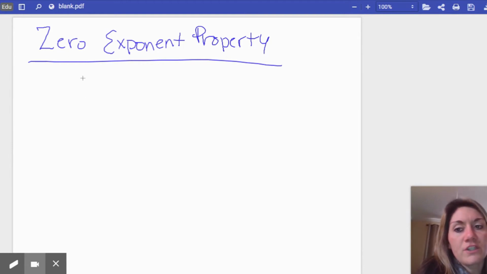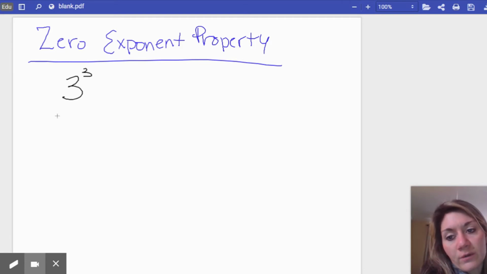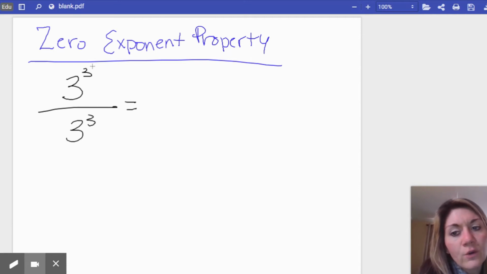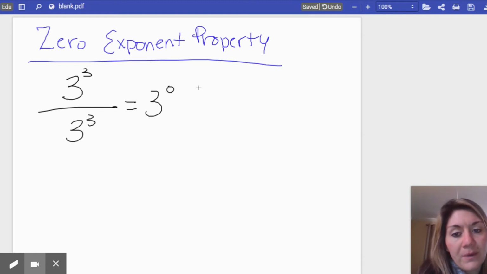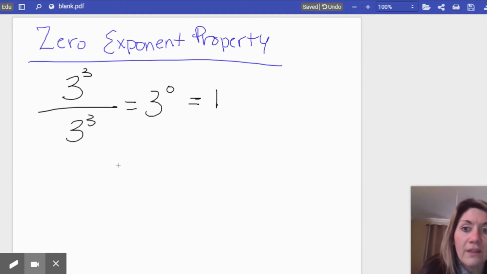And what we're going to do is use what we just learned about quotients to help us figure this out. So for example, if I have 3 to the third power divided by 3 to the third power, I know that I'm going to subtract my exponents, right? That gives me 3 to the 0 power. However, anything to the 0 power is equal to 1. And I'm going to show you why that is true.